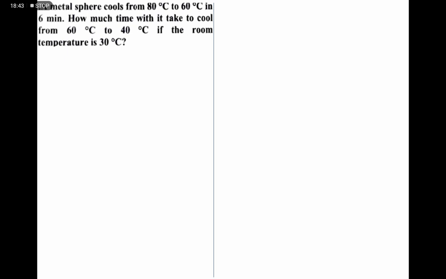Metal cools from 80 to 60 degrees Celsius, and that time we have to find out the rate of cooling. So we'll try to solve this problem. T1 is equal to 80 degrees Celsius and T2 is equal to 60 degrees Celsius. T3 is 40 degrees Celsius and the room temperature, that is the initial temperature, is 30 degrees Celsius.